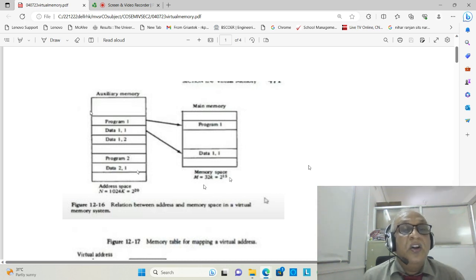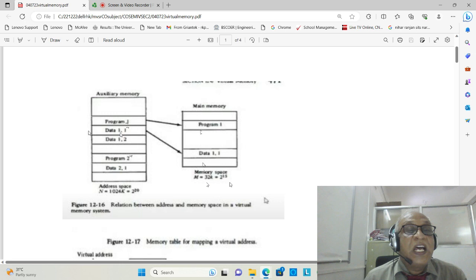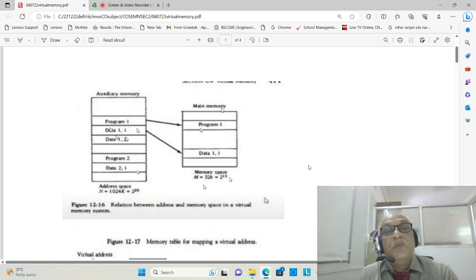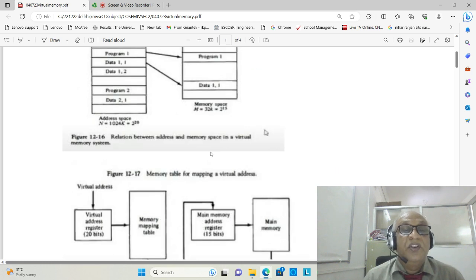Let us say the program which you have written, maybe in Python or C or Java, is available in the auxiliary memory, and this program needs to be executed by the CPU. Then that program from the auxiliary memory is to be brought into the main memory. It may not be possible to bring the entire program into the main memory, so some part of the active program is brought into the main memory. That is the virtual memory concept.